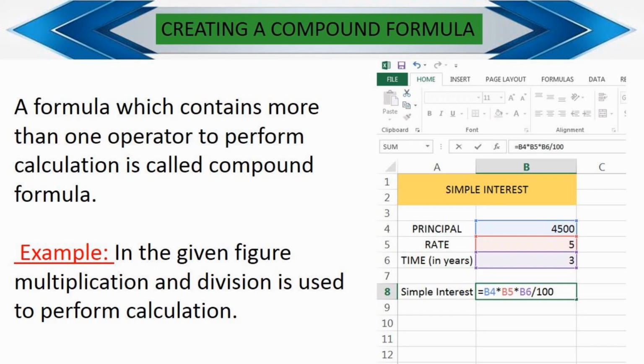In the given figure, I have taken simple interest. You know the formula, that is P into R into T upon 100. Here multiplication and division are used in this formula. In the cell address B8, you can see I have written =B4*B5*B6/100. It means that here two operators are used, that is multiplication and division. So this type of formula is known as a compound formula.